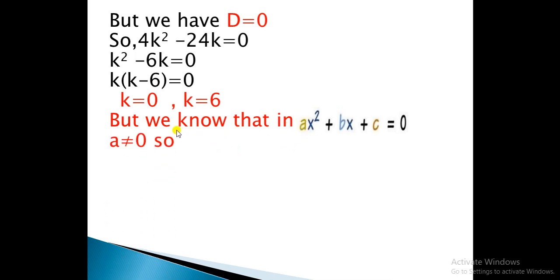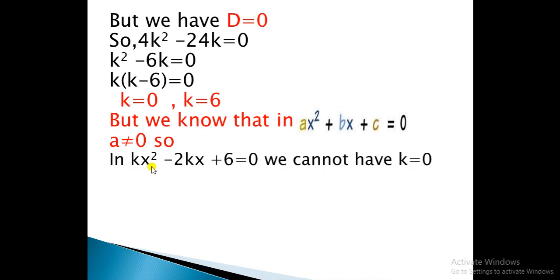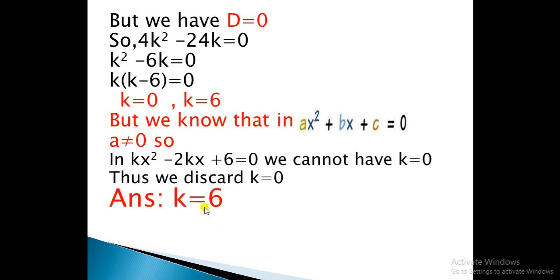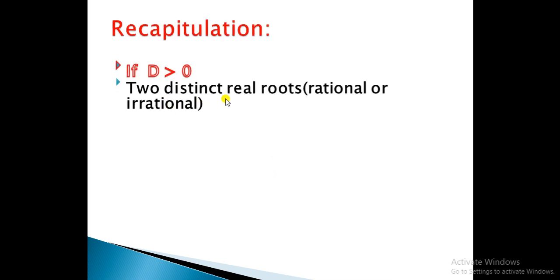Now students, you see in a quadratic equation we know the condition that the coefficient of x square must not be equal to 0. That is, a must not be equal to 0. So in this equation, kx square minus 2kx plus 6 equal to 0, we cannot have k equal to 0. But here k equal to 0 is coming, so we have to discard this value of k and write only k equal to 6. Discarding k equal to 0, we get the answer k equal to 6 is the only value of k for which we have equal roots.